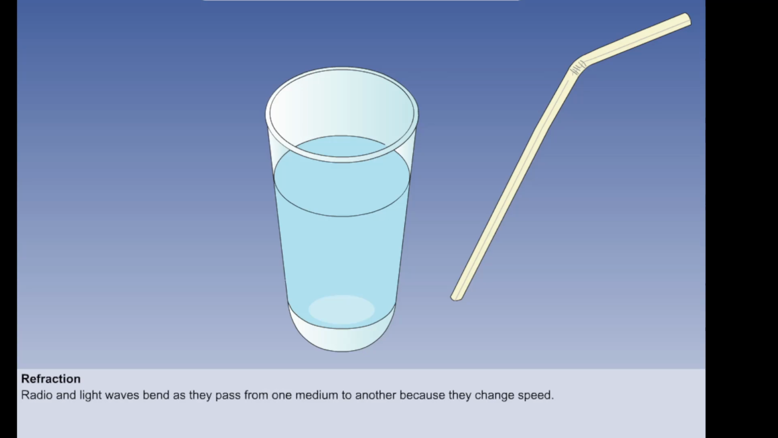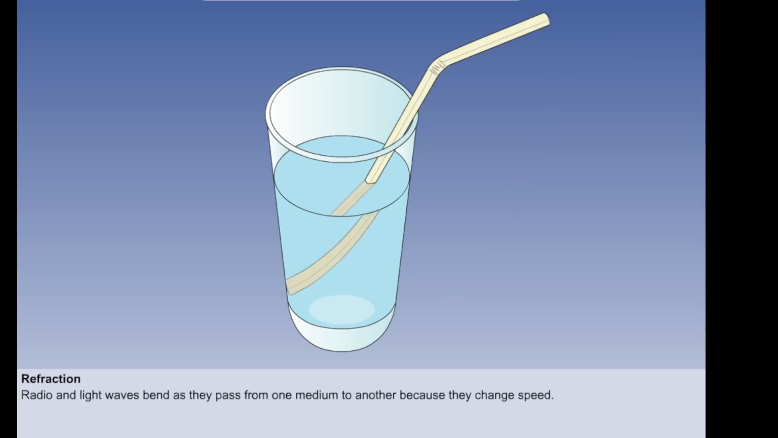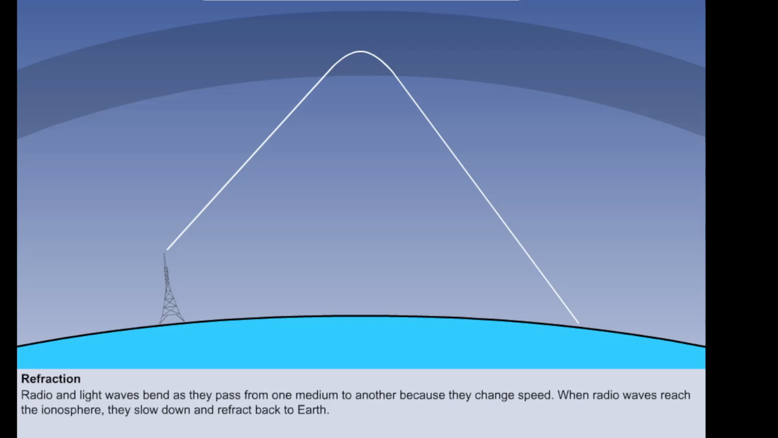This graphic shows a straw which has not yet been inserted into clear water. Now, when it is inserted into the water, it appears to bend. This is because the light waves travel in water at 75% of the speed that they do in air. The same occurs to radio waves in the ionosphere, as they pass into a more densely ionized, that is, negatively charged, layer.